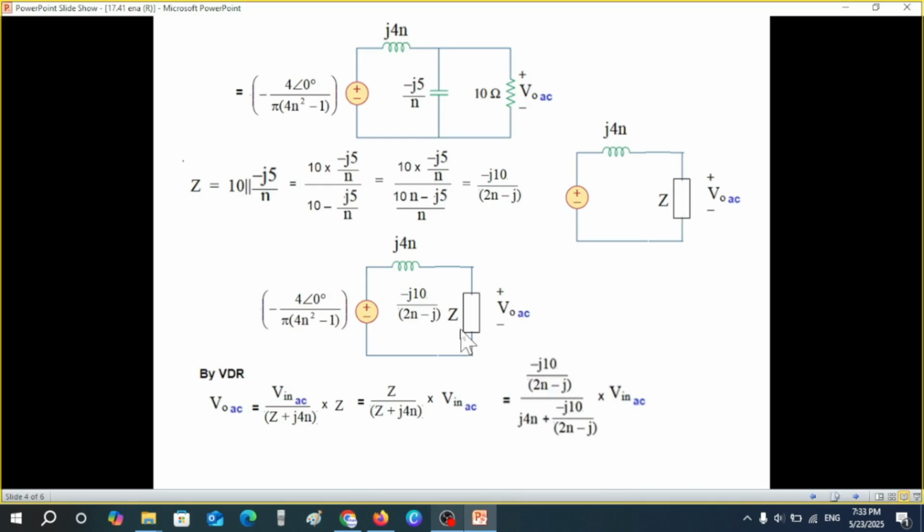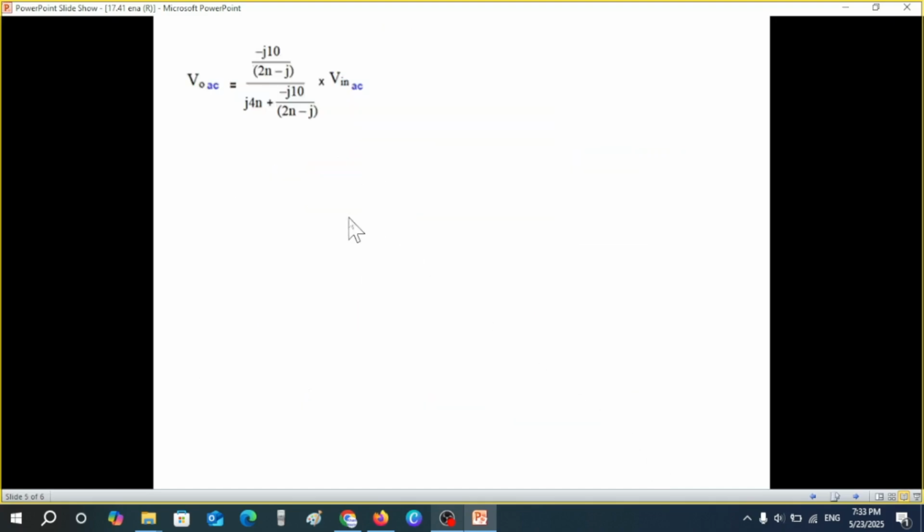And now putting in the value of Z, we are not putting in the value of V in AC just to keep it simple. At the end, we'll put this value. So now taking the LCM here, and then cancelling the two denominators. So this is our slightly simplified form of the signal.